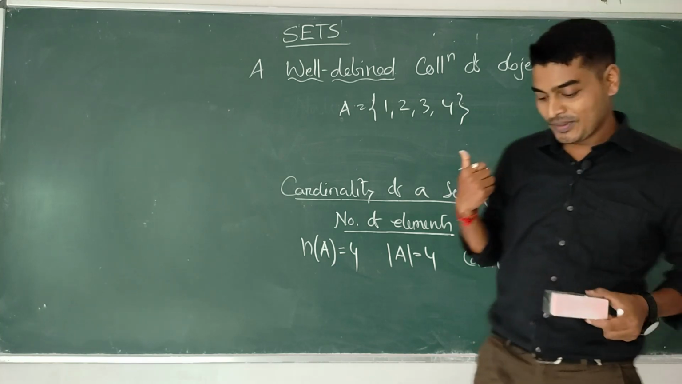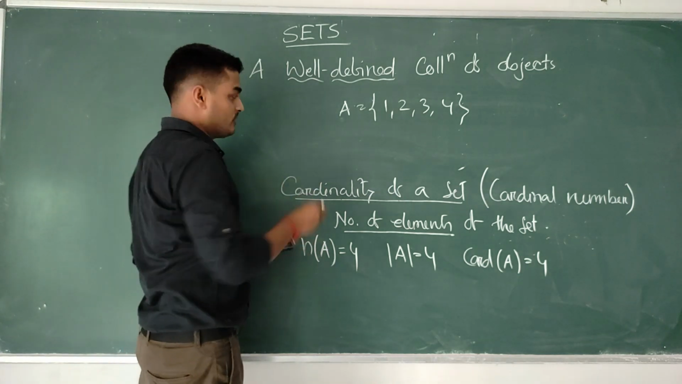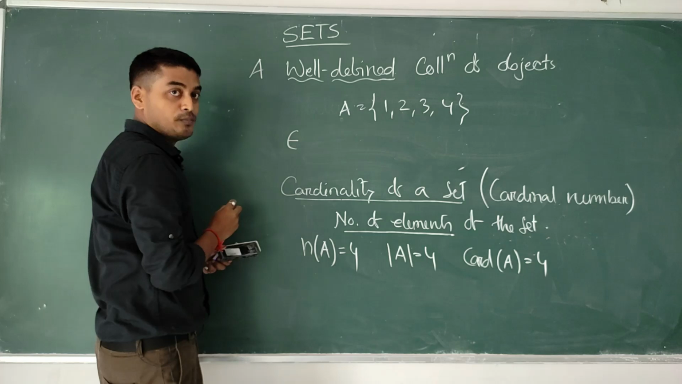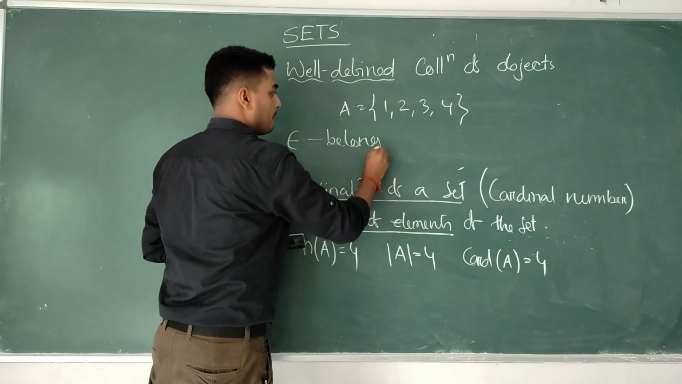Okay, thank you. There are 4 elements. One symbol is there, this one, epsilon, or belongs to. This represents belongs to.